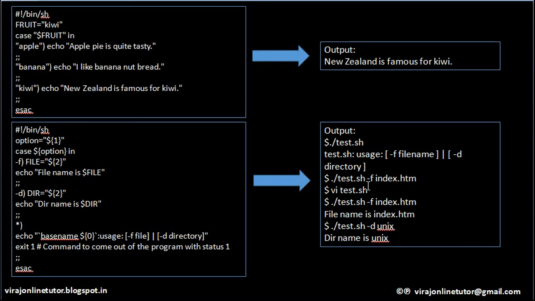Then I am executing this script. I am passing -f as first parameter, index.html as second parameter. So since the first parameter matches -f, whatever is passed in the second command line parameter, that is index.html, I am saving it into variable file. And I am printing on the screen file name is index.html. Then I am executing this script and I am passing -d. So -d matches this part, so it takes the second command line parameter, which is Unix, and saves it into variable dir. And it will print on the screen dir name is Unix. Clear?